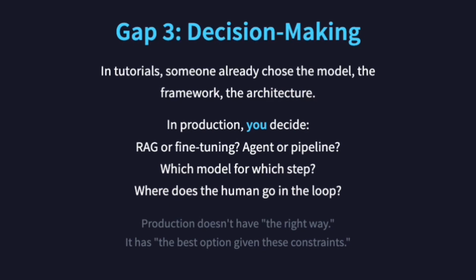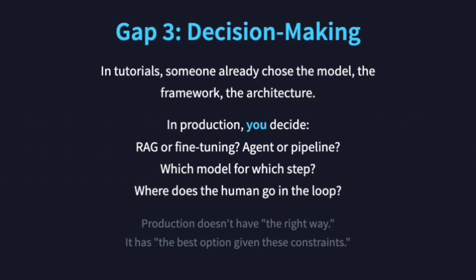Now, the third gap is the deepest one, the decision making gap. In a tutorial, the decisions are made for you. Use this model, use this framework, set up a pipeline like this. You follow the steps and it works. In production, nobody tells you what to use. You have to decide. Should I use RAG or fine tuning? Do we need an agent or will a pipeline work?